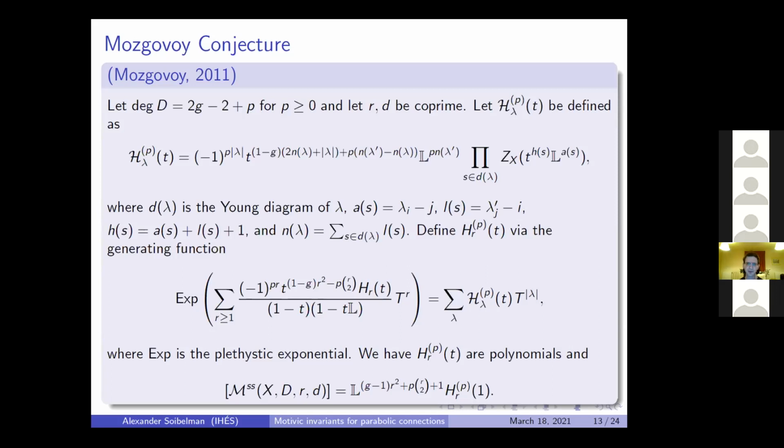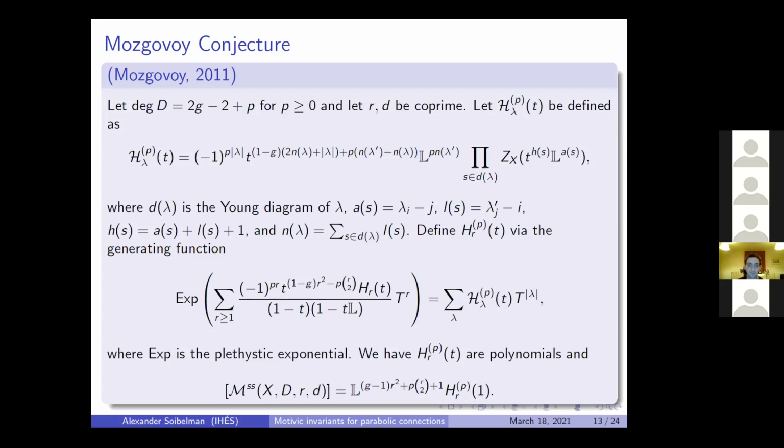You're taking a product over all of the boxes inside of the Young diagram corresponding to the partition lambda. And then there's some additional combinatorial data coming from this partition or the box in the partition. There's the arm length a(s), just the distance from a given box in the Young diagram to the edge horizontally. There's the leg length, which is the distance to the bottom, and the hook length, which is the number of boxes in the hook where the given box s is a corner.